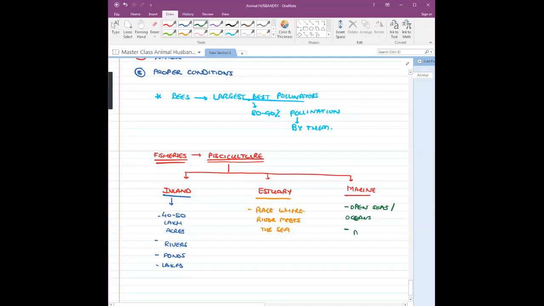Along the coastline, we have roughly about 7,500 kilometers, which is really huge. So you can do this marine fishing in all these areas.